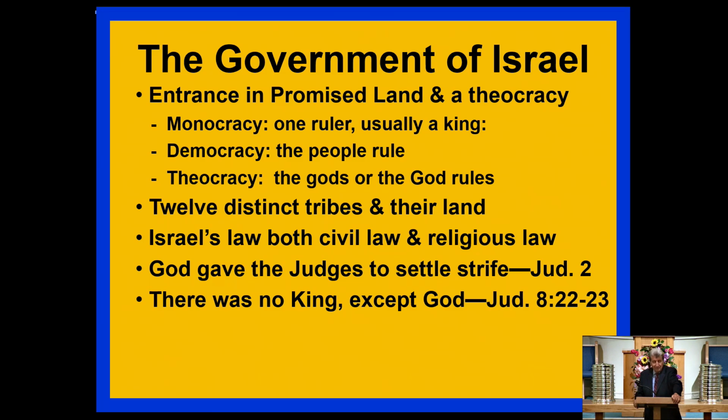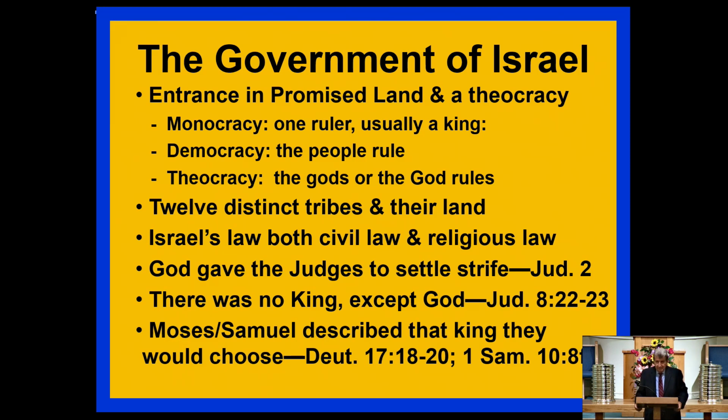How's he going to rule? Theocratic law. And they got outside of that. Moses described that king that they would choose in Deuteronomy chapter 17. And he says, whenever you get a king, that king is to make his own handwritten copy of the Bible and read it every day.